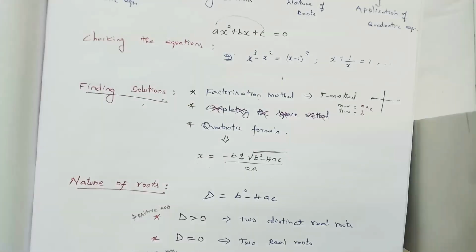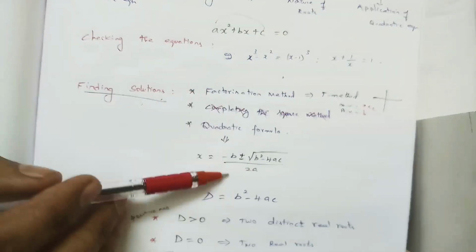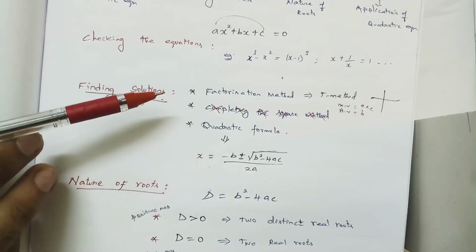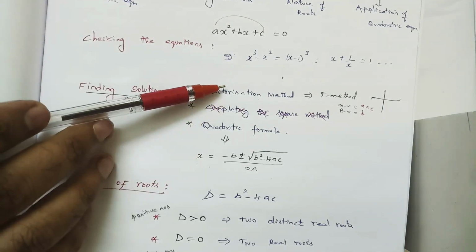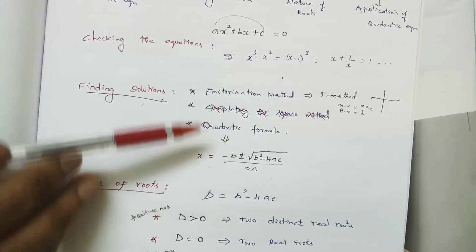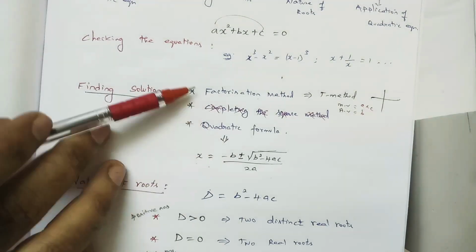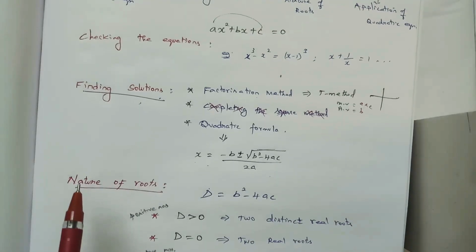For word problems also, by using these 2 methods alone, the factorization method or the quadratic formula method, we are going to find the solution. So you have to practice more sums using these methods, right?